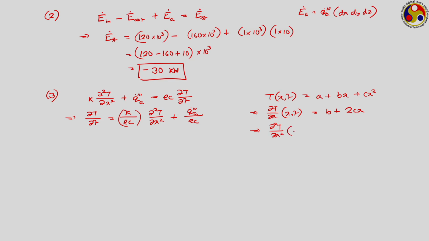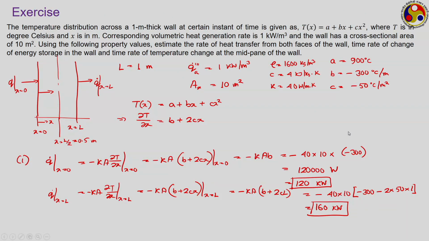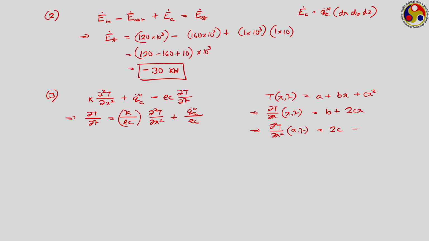So, dou 2 T dou x2. The b also cancels out, we are left with twice c, and c being a constant, we can directly put the magnitude to be equal to minus 100 degree C per meter square. So, we know the magnitude of this quantity.